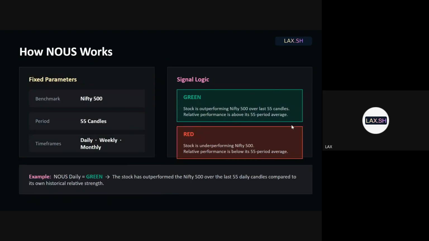So the parameters are Nifty 500, 55 candles, daily, weekly, monthly, 3 time frames. Green means the stock is outperforming Nifty 500, which means the signal is above the average. Red means it is underperforming, which means the signal is below the average line. So news, if green in daily, it is a good thing. But if it is green in weekly, it is a better thing. If it is green in monthly, it is the best thing.